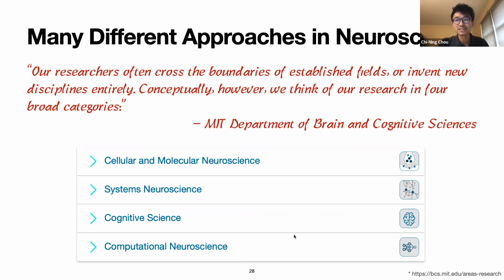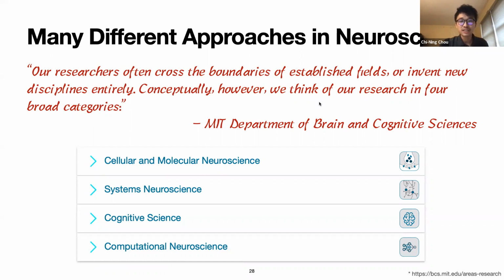And here, suggested by our guest speaker, Praviba, I just listed the subdisciplines in the MIT Brain and Cognitive Science Department. You can say they still try to divide it into four directions: cellular level, system level, cognitive level, computational level. But they also emphasize that even though they do this, most of the time they all need to work together, and sometimes we even need to invent a new area.